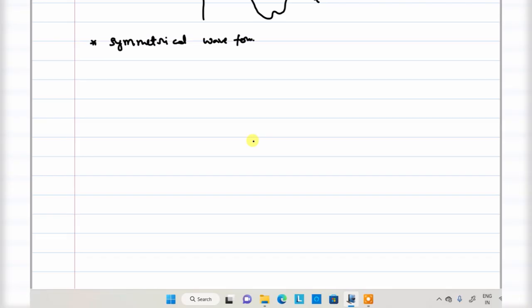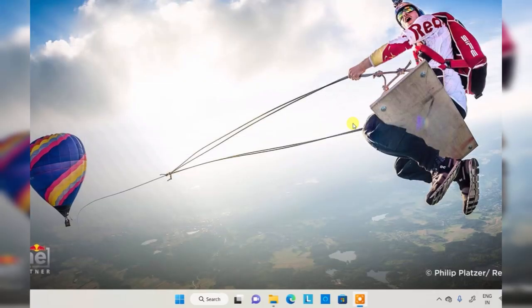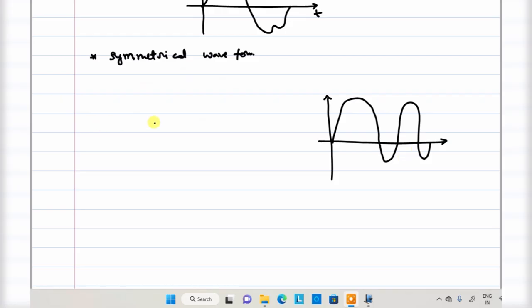Let me give another waveform to you. You can identify whether it is an AC supply or not. This is a waveform with more magnitude. Is this an AC supply? Yes, it is alternating, but it is not an AC supply, because in an AC supply the positive magnitude and negative magnitude are both equal, symmetrical. Only then do we call it an AC supply. This is not a symmetrical waveform.